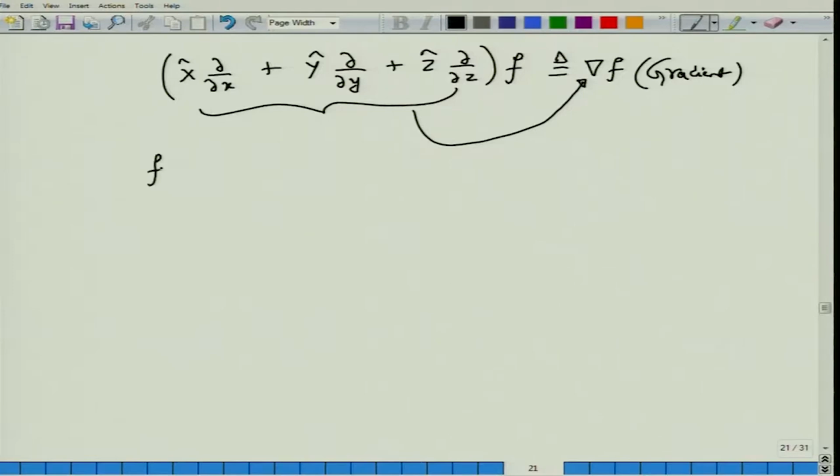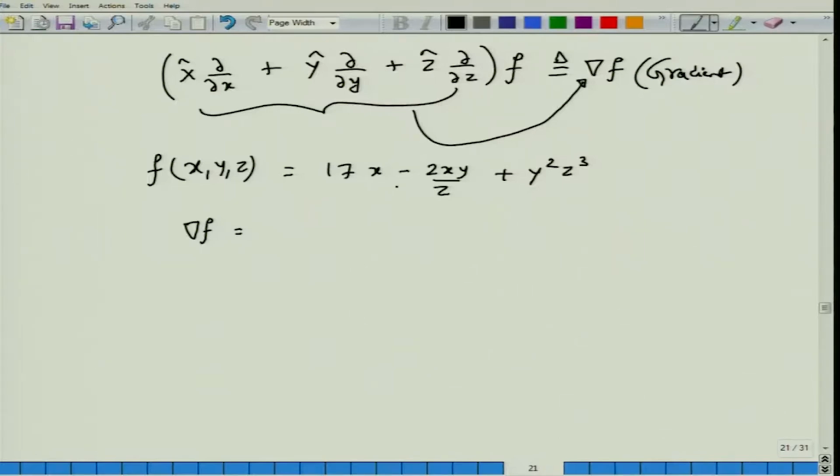Let us look at a numerical example, and then discuss the importance of this. Let us say f of x, y, z is given by 17x minus 2xy by z plus y squared z cubed. This is a function that has been given to us, and we want to find the gradient of this. From the formula that we already know, the gradient is x hat del by del x plus y hat del by del y plus z hat del by del z operating on the scalar field f, which I have already given here.